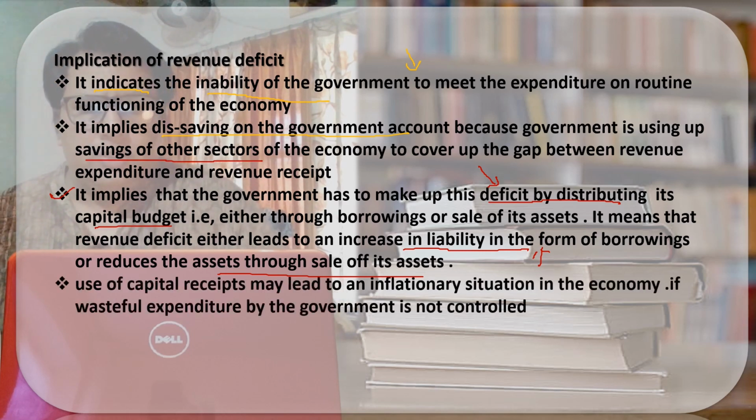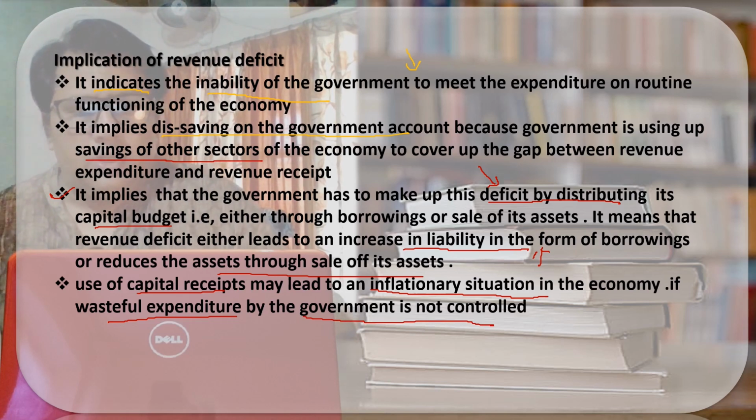The next implication is by the use of capital receipt. By the use of what? By the use of capital receipt. The situation of inflation pops up in the country, and if the government does not check the wasteful expenditure, the situation cannot be controlled. So with the capital receipt, the situation of inflation will arise, and if the government does not check the wasteful expenditure, the government will not be in a position to control inflation.